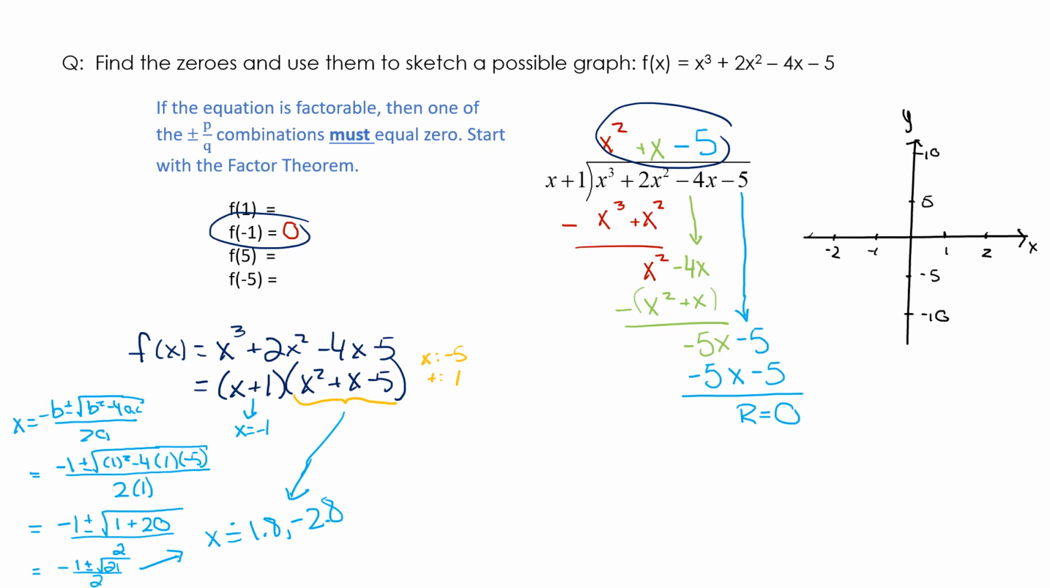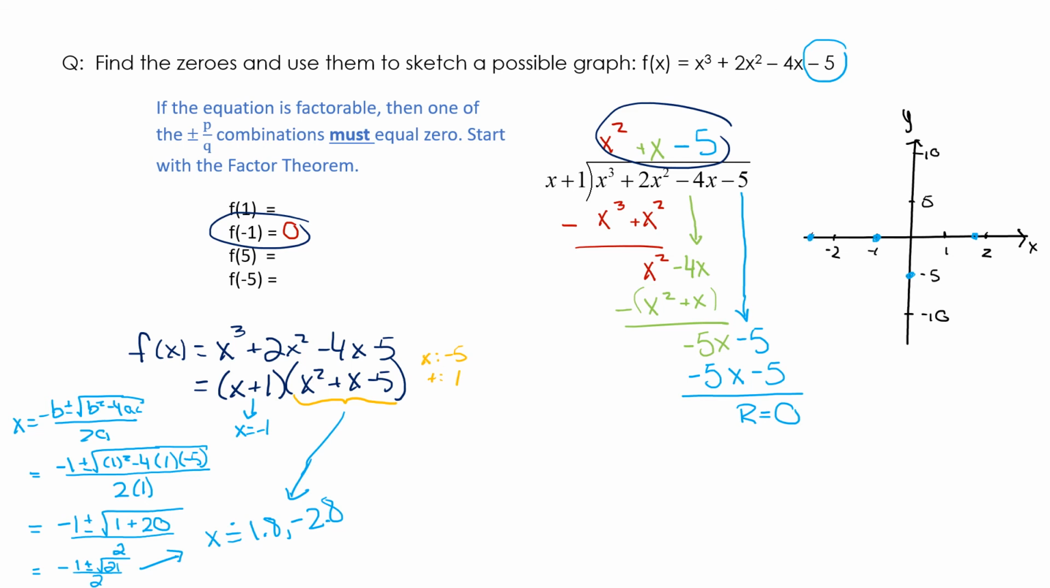So remember the question said sketch a possible graph. What we do know for sure, looking at our original function, is that our constant term is our y-intercept. We're going to have a y-intercept at -5. We're going to have an x-intercept for sure at -1. We got that from our factor theorem. And then from the quadratic formula, we got an x-intercept at about 1.8, and we got another one at negative 2.8, maybe like that.